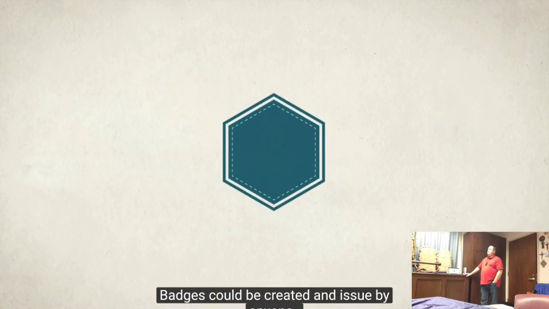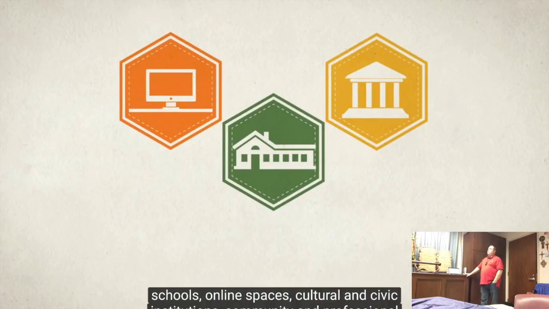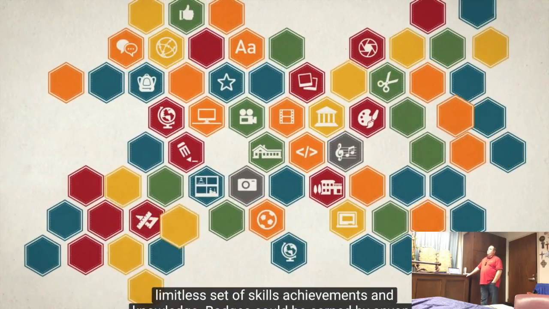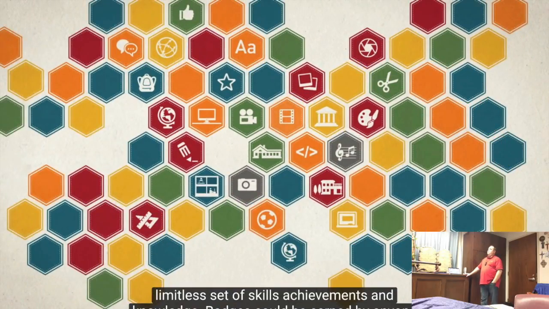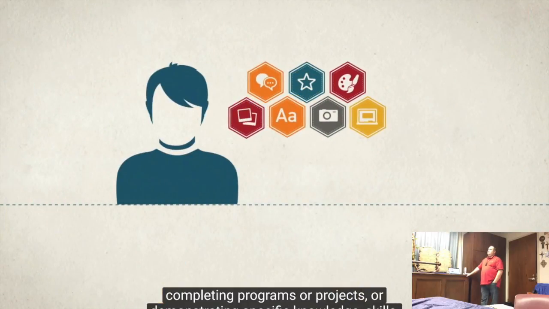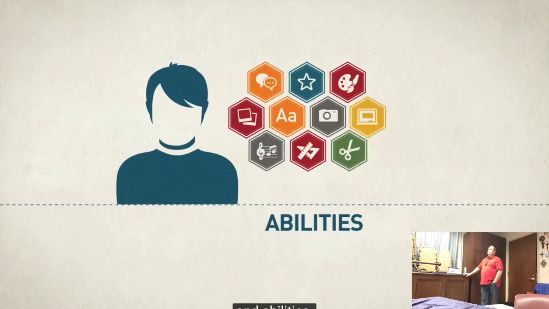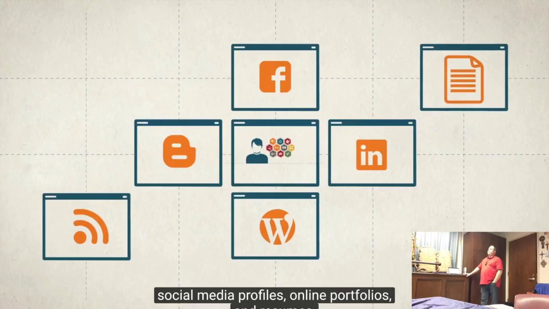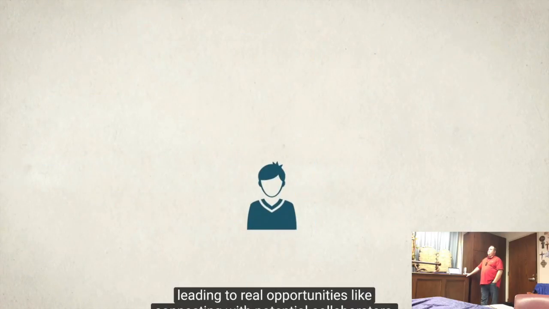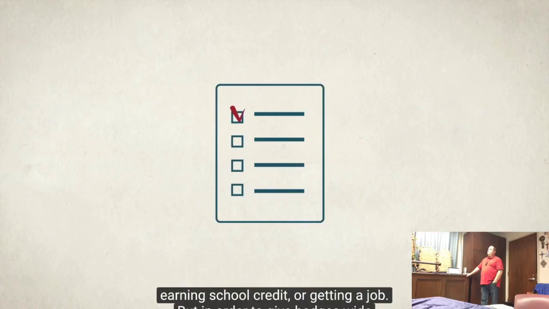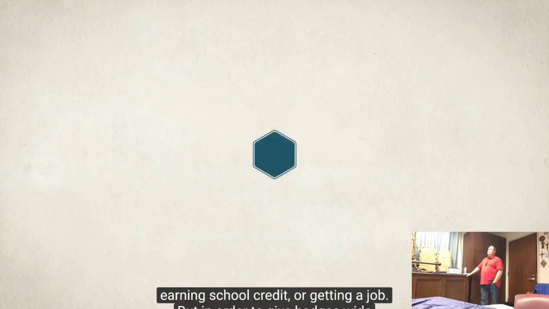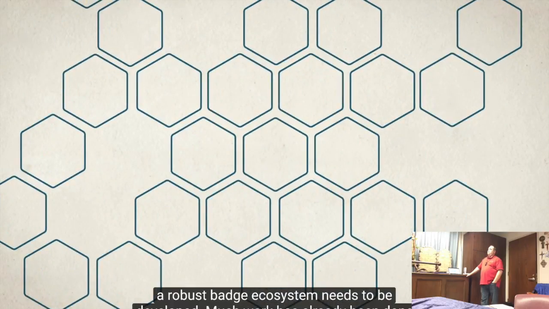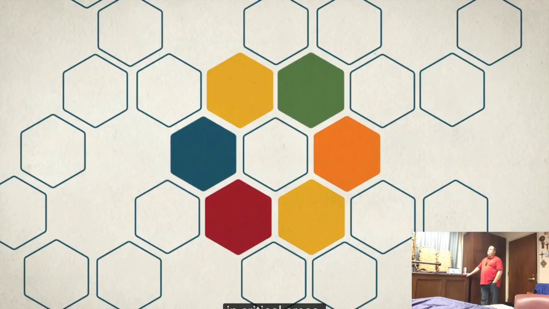Badges could be created and issued by anyone: schools, online spaces, cultural and civic institutions, community and professional organizations, to represent a limitless set of skills, achievements, and knowledge. Badges could be earned by anyone completing programs or projects or demonstrating specific knowledge, skills, and abilities. Badges could be shared on websites or blogs, social media profiles, online portfolios, and resumes, leading to real opportunities like connecting with potential collaborators, earning school credit, or getting a job. But in order to give badges wide credibility and acceptance, a robust badge ecosystem needs to be developed. Much work has already been done in critical areas.